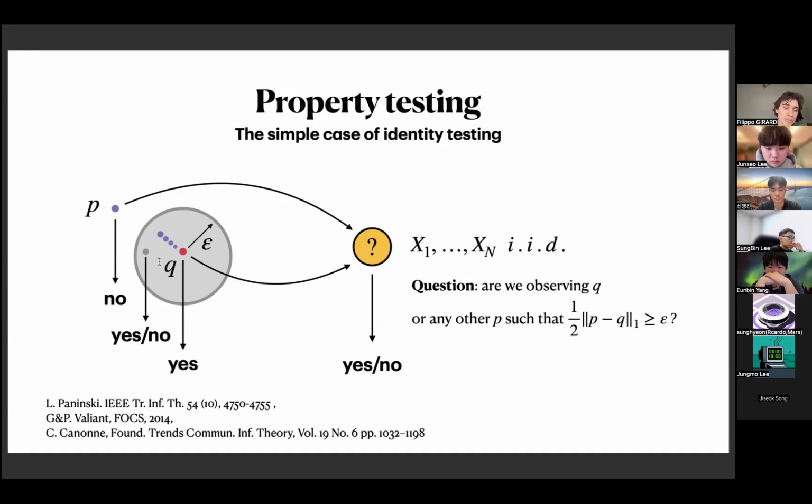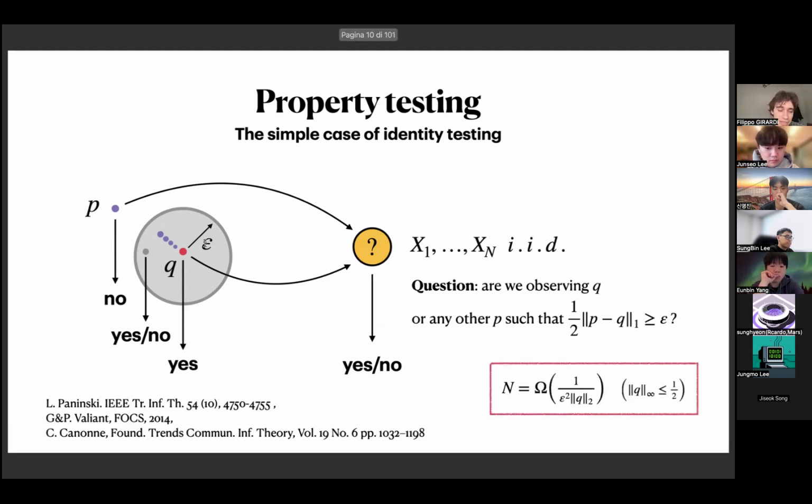And why? Well, because if it's not Q and it is in the gray area, then in case you get no as an outcome, it's fine. It's not Q, so it's fine to reject it. But if you get yes, and you already chose epsilon to be small enough, well, in the end it's not so far from Q, so it's approximately Q. So in principle, for some applications it could be fine.